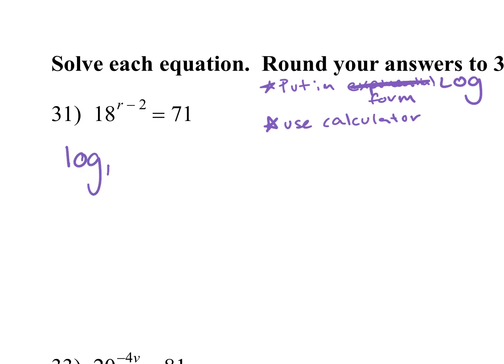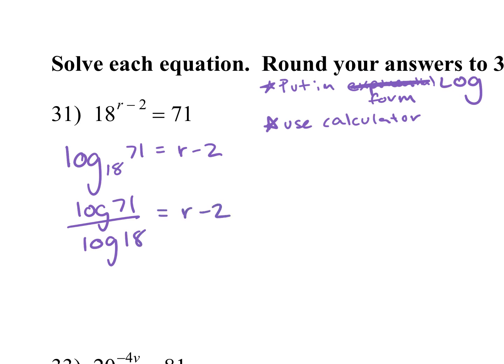Log base 18 of 71 is equal to r minus 2. Now to put log base 18 of 71 in my calculator, I have to use the change of base formula. So it would be log of what? Log of 71 over log of 18. So we're going to put that in our calculator. So we should get 1.47478. We're going to keep that in our calculator and just do the last step.